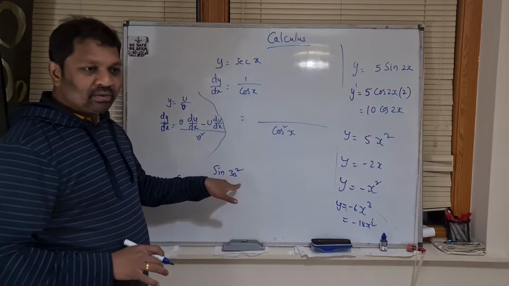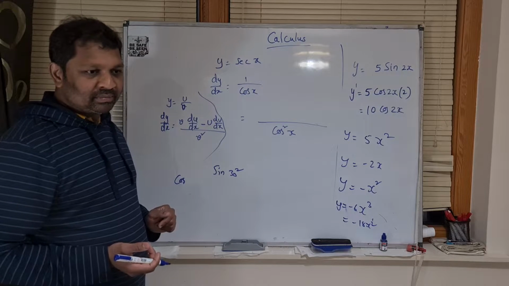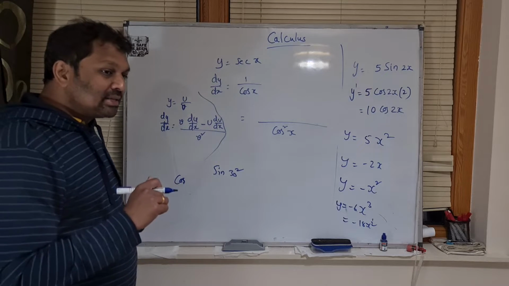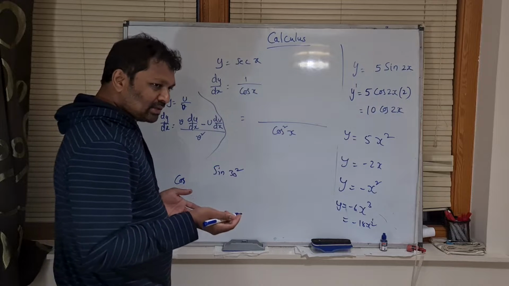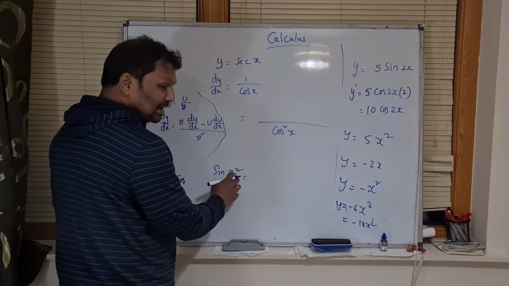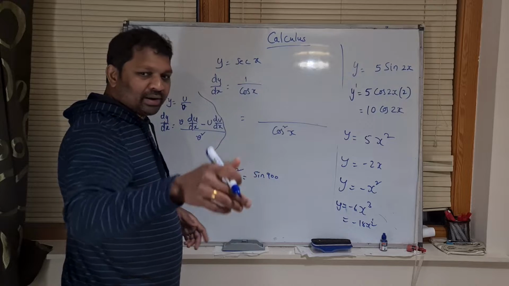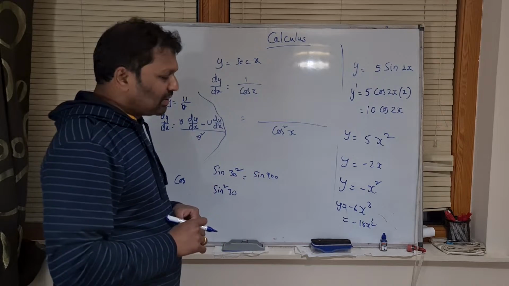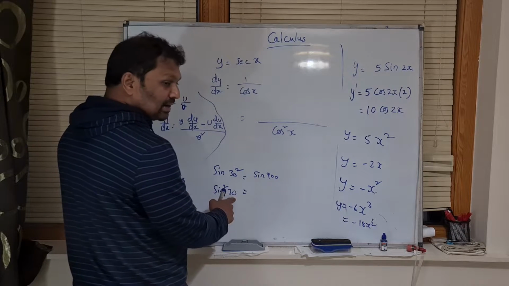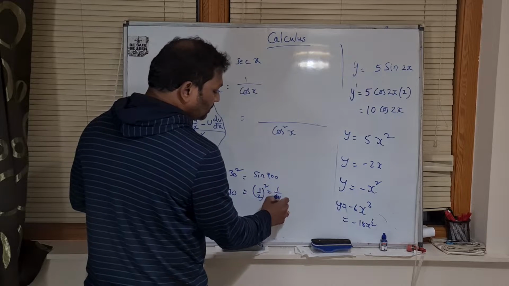Take sin 30 square. What does it mean? It means sin 900, not sine square 30. There is a difference here. This is sin 900, which we don't know the value of. Maybe you can plot it and figure it out, or put it in a calculator. This one here, what is sin 30? 1 by 2. 1 by 2 whole square, which is 1 by 4.